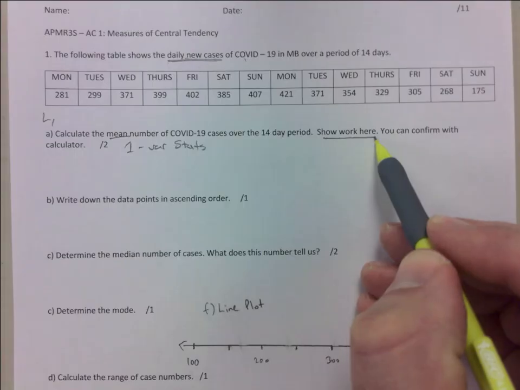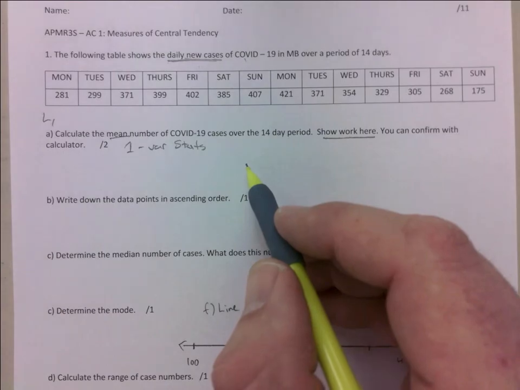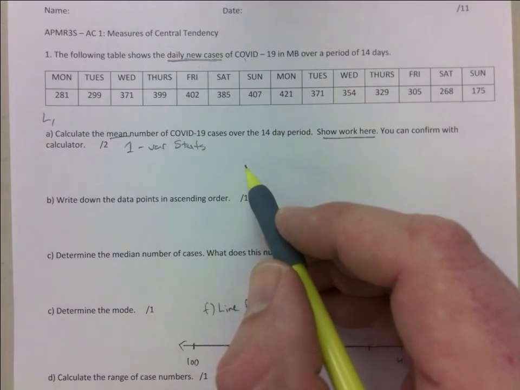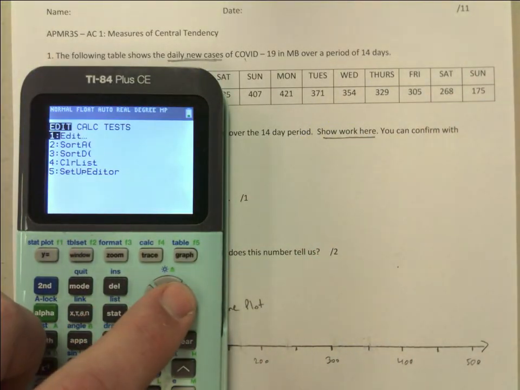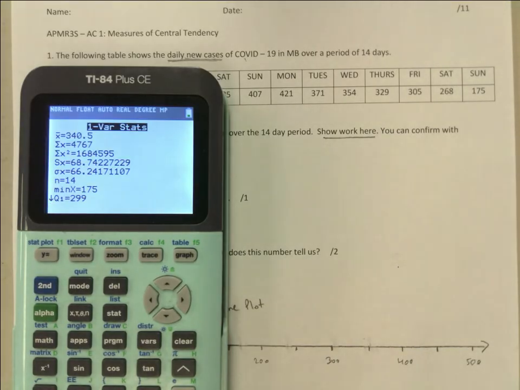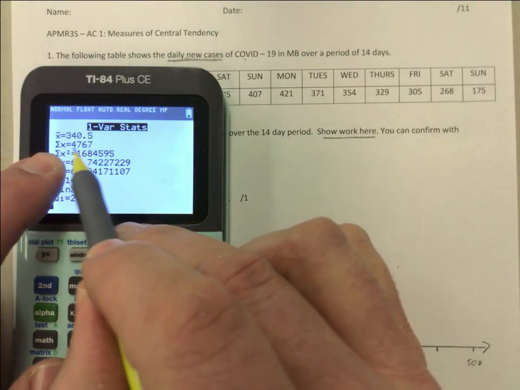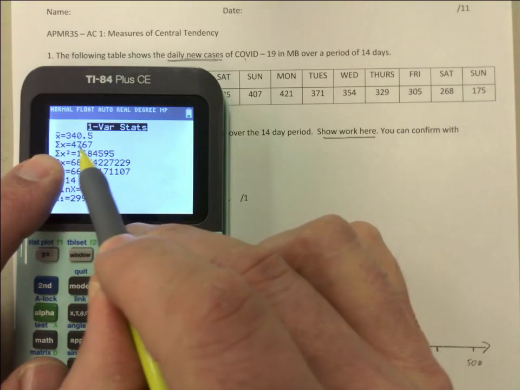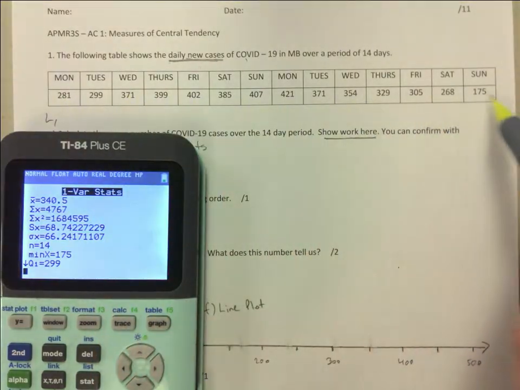So what I mean by that is, in grade 12, even on the provincial exam, you get to use your calculator, but you have to show us what you did to get there. So today it's fine if you just have the answer, but I'm going to show you what I mean. I didn't talk about that yesterday, but if you run your one variable stats, I don't know if you see the sum of x. This 4767 is what you would get if you were to add up all of these values.